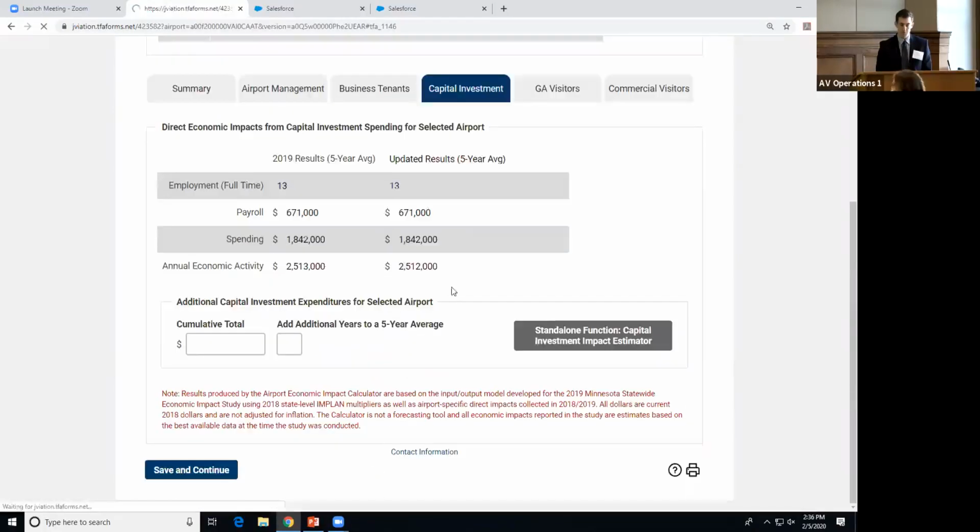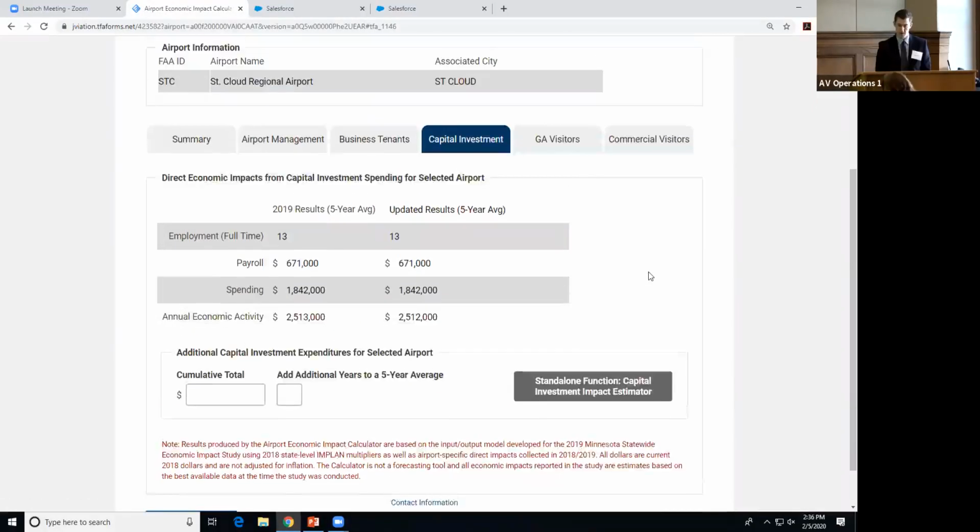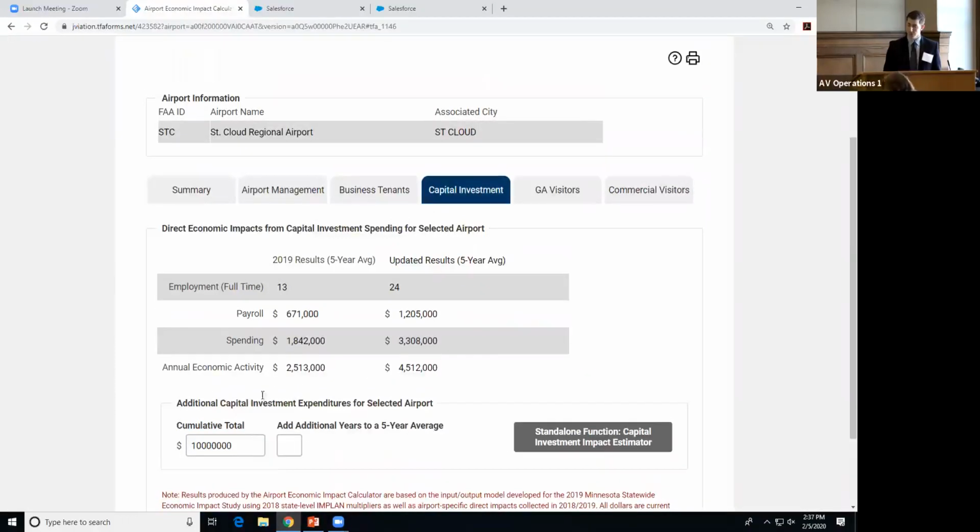So let's go to the capital investment tab. As we mentioned, this is the category that has the highest likelihood to change from year to year. Let's say the airport's been trying to get some big project pushed through, and they finally get the big $10 million project. What you do is you put in the cumulative total. It could be one project or multiple projects. Put in the total in the cumulative total box, and then you put in your additional time horizon that it takes to cover those projects.